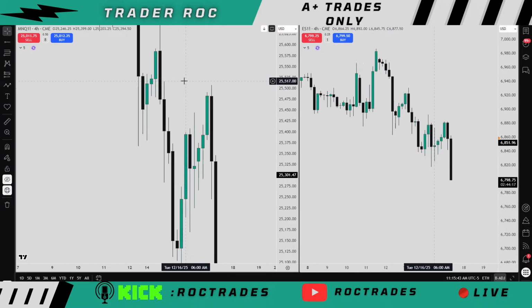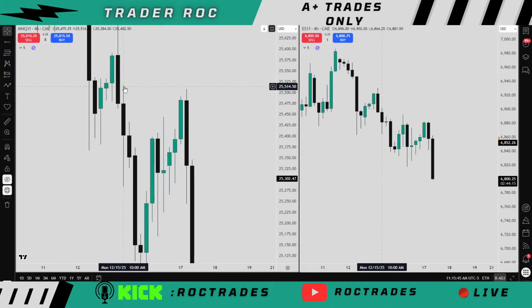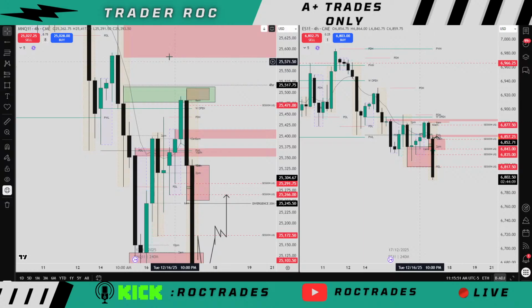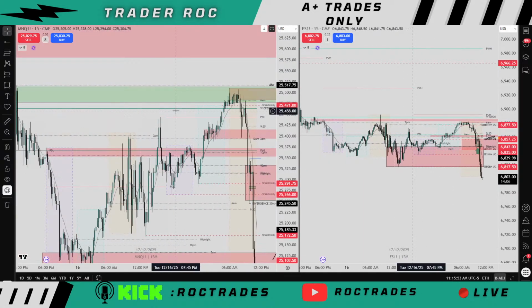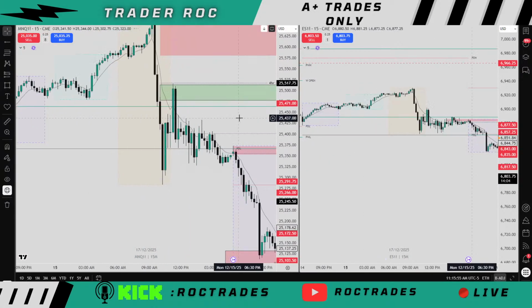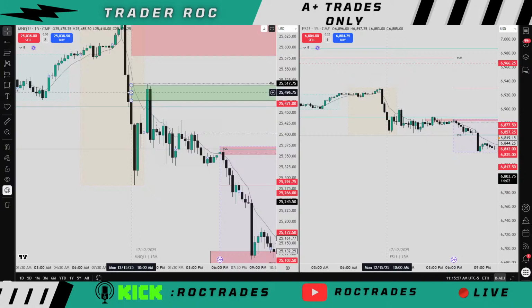And notice what we shorted out of. We shorted out of this 4-hour zone right here. Let's go look at it, see if there's anything in here that stands out. 15-minute chart. 4-hour zone. There's a 15-minute gap sitting inside of that 4-hour zone.